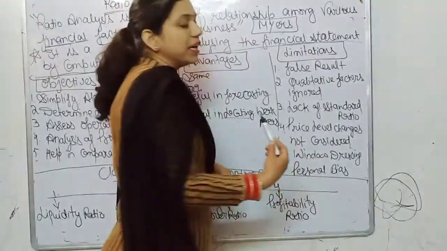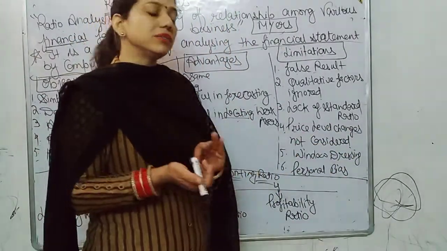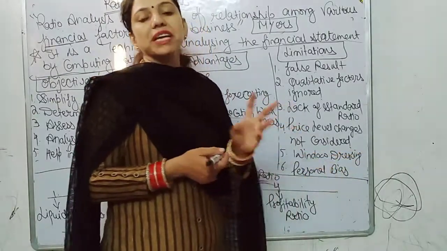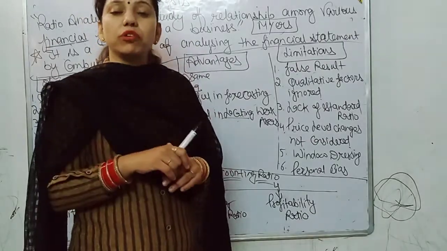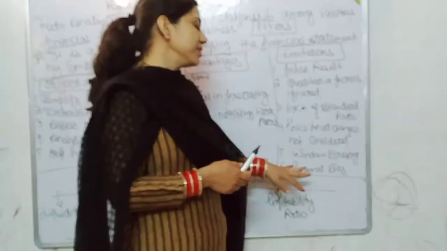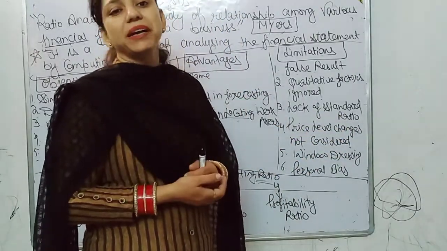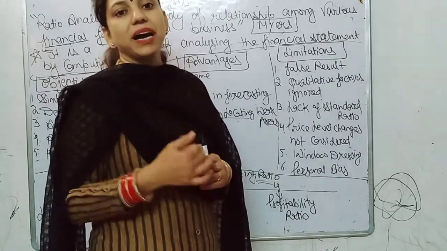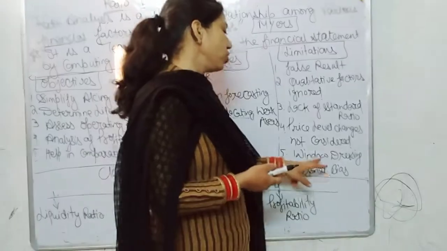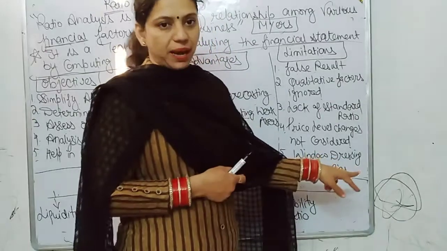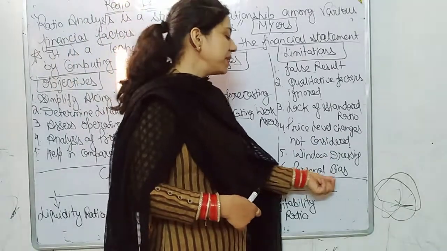Window dressing means we can make false representation also. We can change the ratio through closing stock being determined lower, goods in transit not being considered, purchases being shown at a lower price, closing stock provision being made higher, provision for depreciation being made higher or lower. So in this way we can change our ratio and our financial statement also. That's why window dressing can happen. Window dressing means changing the data according to your use. So personal bias is there.